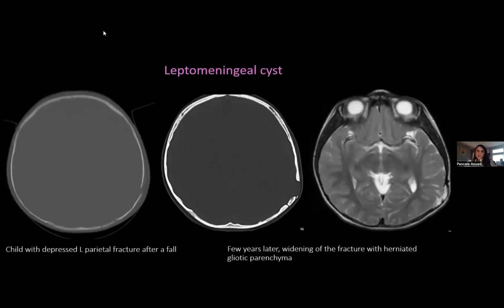This is an example of a leptomeningeal cyst or growing skull fracture. This is a child that presented initially with a depressed left parietal fracture after a fall. And years later, this fracture has widened, and there was associated herniation of the CSF and the gliotic brain parenchyma.